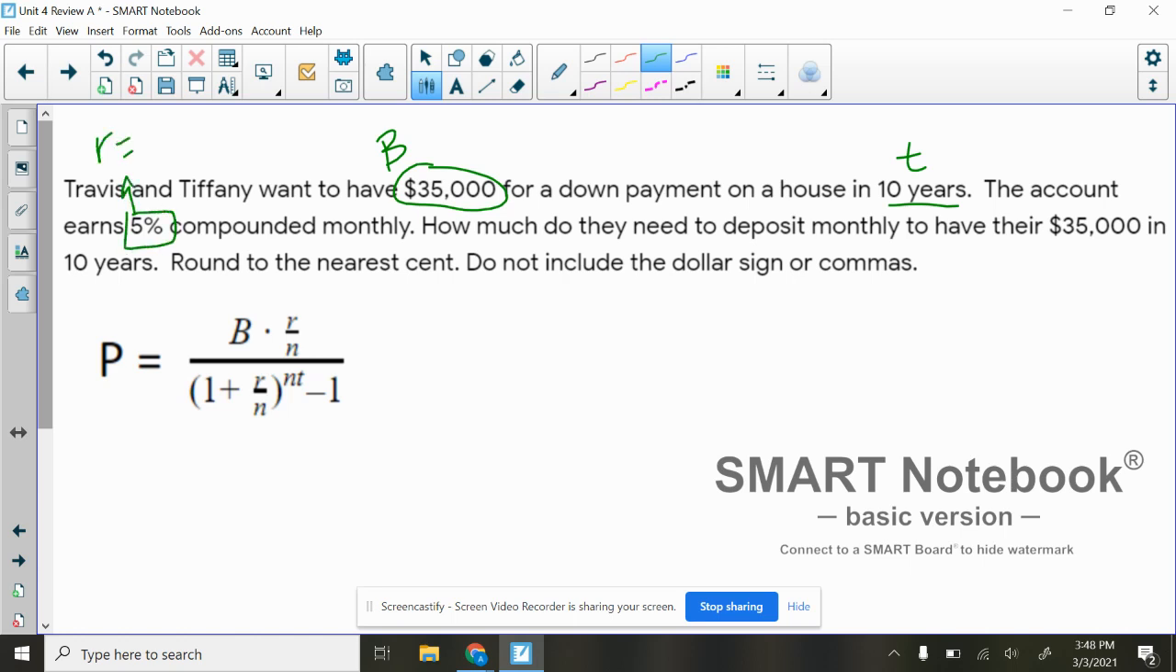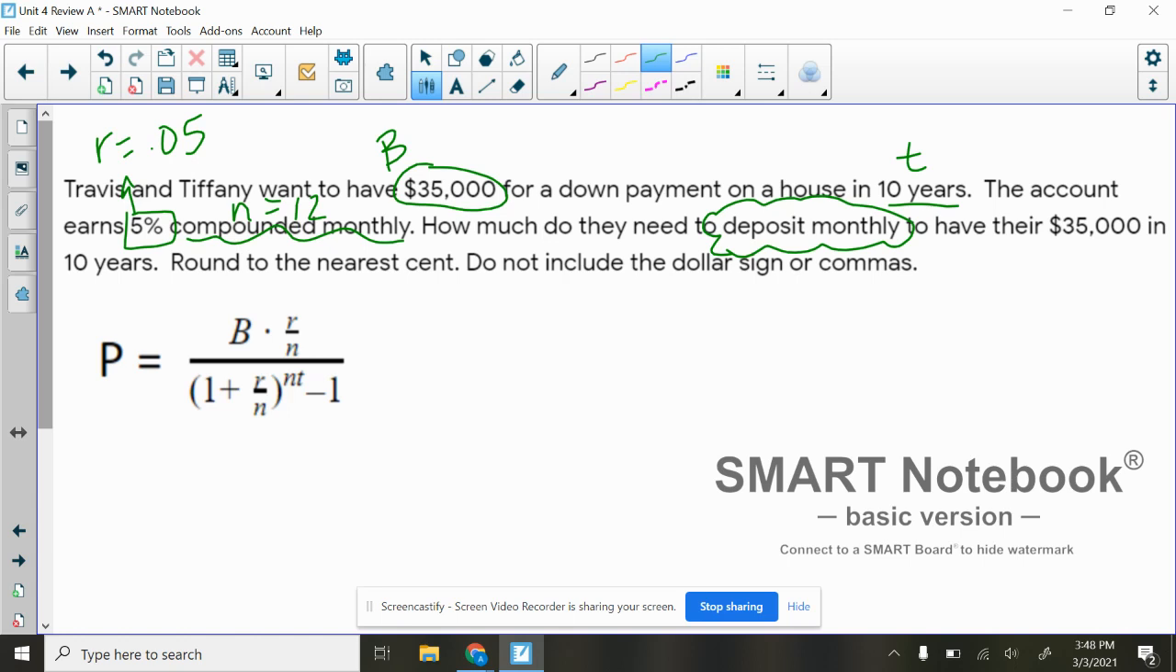The account is still earning 5%. I'm just going to note that 5%, we want to convert that to 0.05 for our sanity. And the account still has interest compounded monthly. 12 months in a year, so compounded monthly means my N value is 12. This time, instead of a one-time deposit, we want to know how much they need to deposit monthly. And so that's going to change the formula.